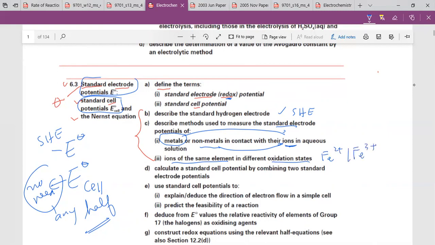There's no metal where electrons travel. Or MnO4- and Mn2+. As long as it is a redox, you can read it. As long as electrons are being transferred, you can measure. So we're going to look at these two things now, time permitting.